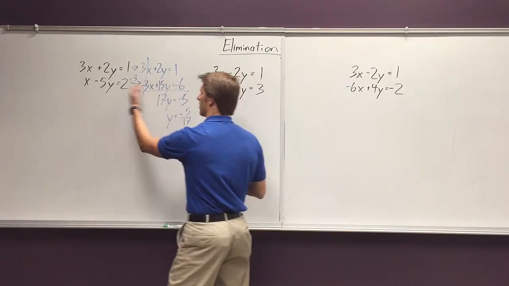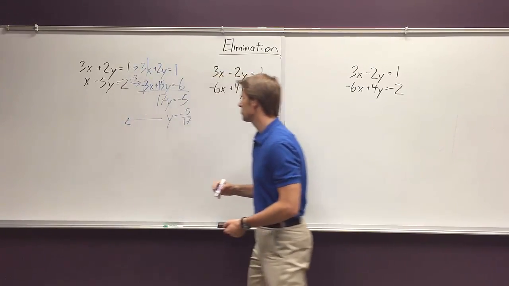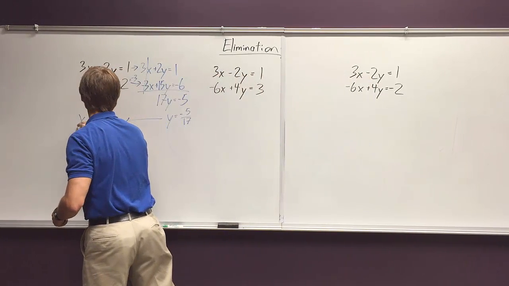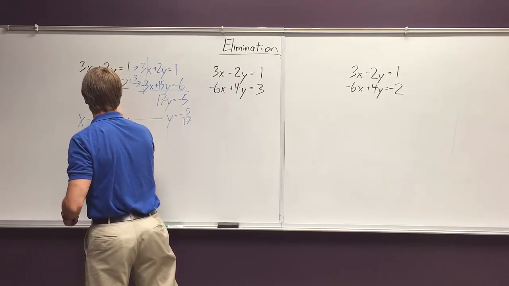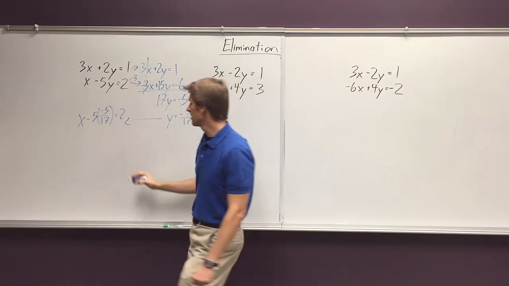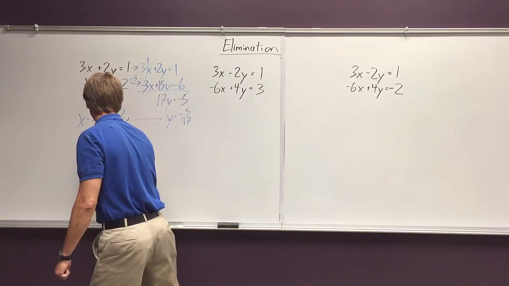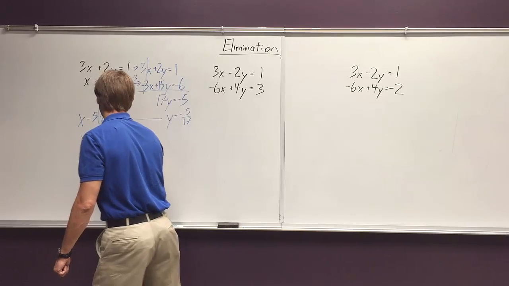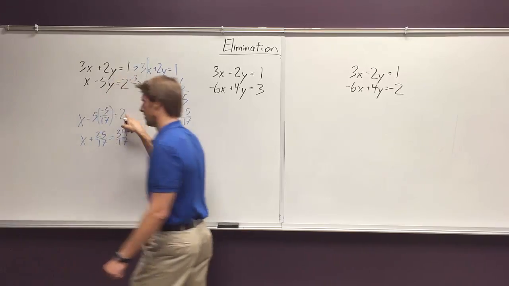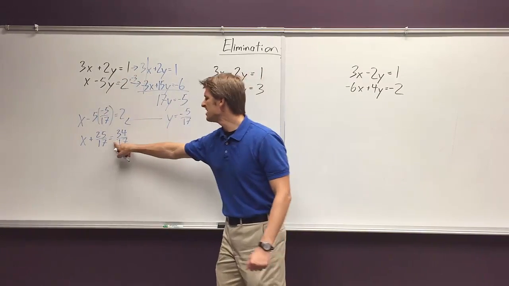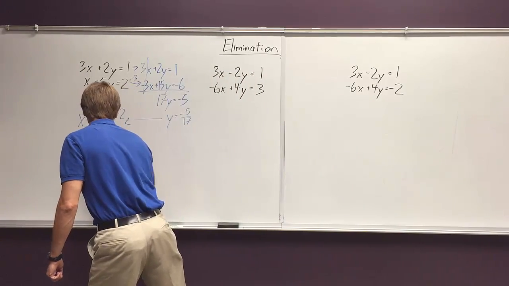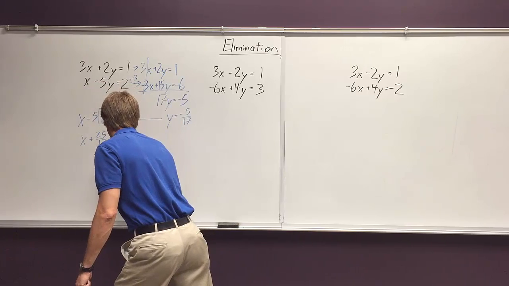Now, notice I have two equations over here that I can take this back to. I'll take it back to the simplest equation I can come up with. How about this equation here? x minus 5 times -5/17 equals 2. That says x plus 25/17 equals 2. Now let's rewrite 2 as 34/17 by multiplying by 17 over 17. Now I'll subtract 25/17 from both sides, and I get x equals 9/17.